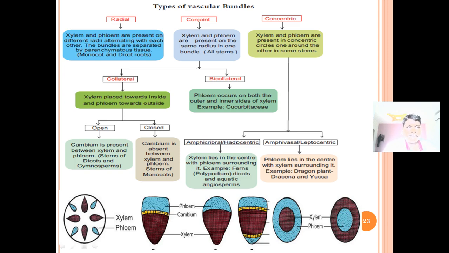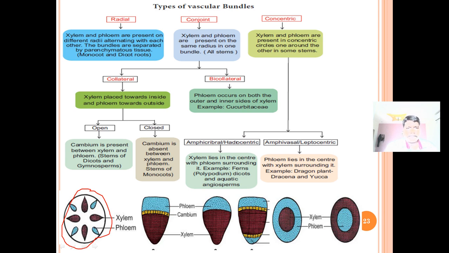If you take the vascular bundle types, first radial. This is a radial vascular bundle. In a radial vascular bundle, the xylem and phloem are arranged on different radii, that means alternate to each other. This is found in the dicot root as well as in the monocot root.